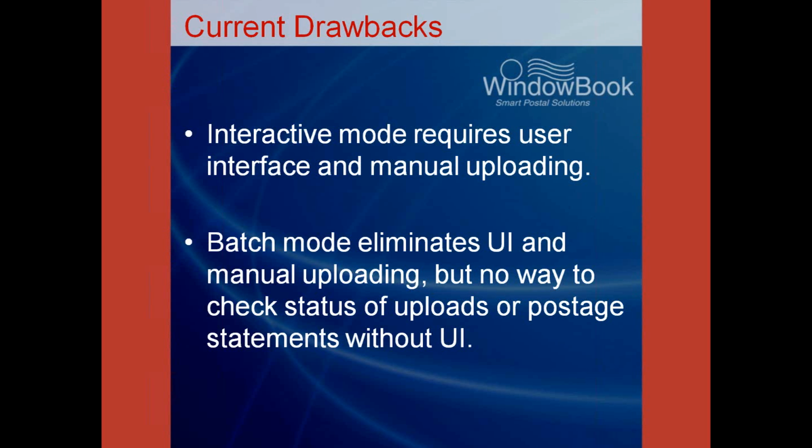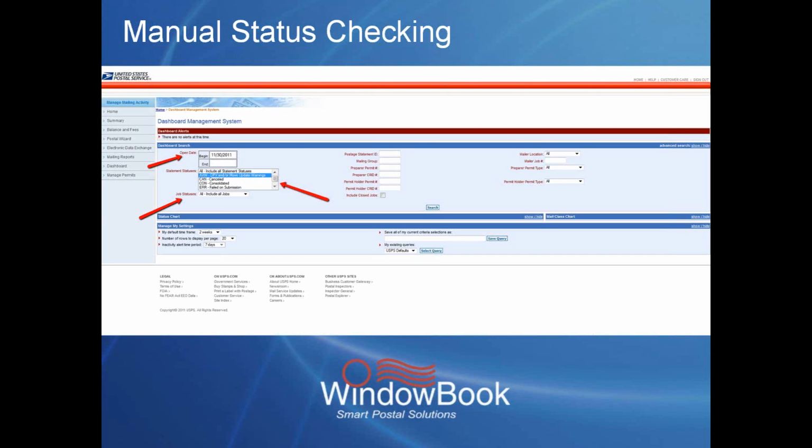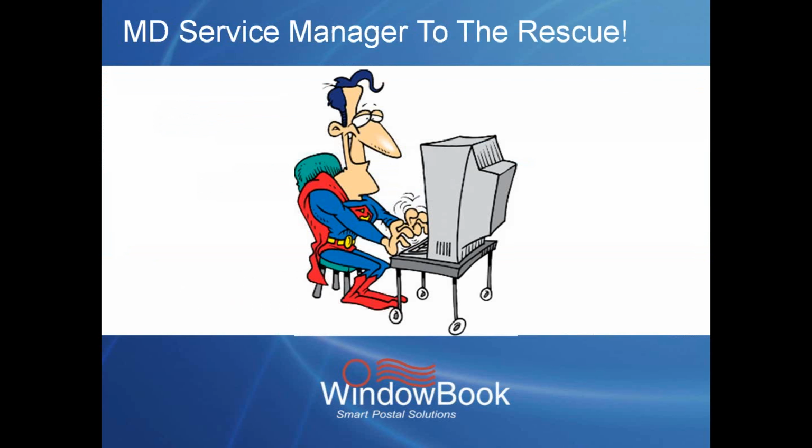The interactive mode requires the user interface and manual uploading. The batch mode is more automated and eliminates the UI and manual uploading. However, there's no way to check on the status of the uploads or the postage statements without manual intervention using the UI. And although the status information is available on PostalOne using the dashboard, which is shown on the screen here, users have to either scroll through the entire listing of submitted statements or go through a multi-step process to generate a more specific query. Now, all of this can be fairly time-consuming, so MD Service Manager to the rescue.